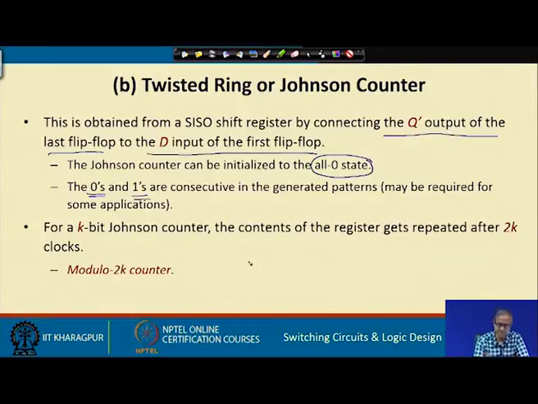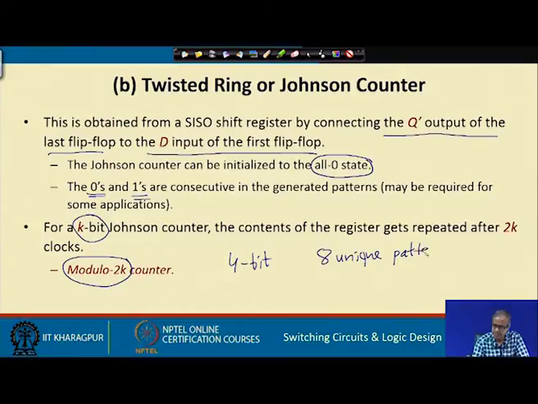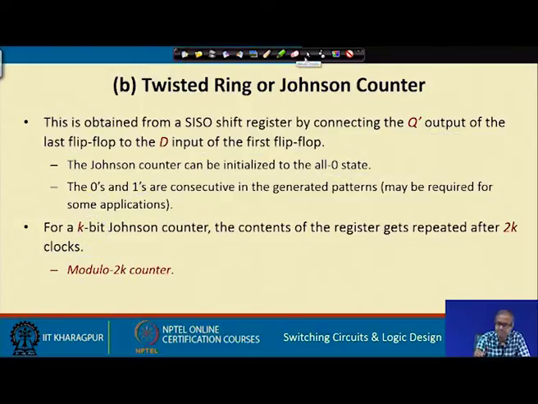And another feature is that for a k bit Johnson counter, it counts modulo 2k. Let us say for a 4 bit Johnson counter, it will generate 8 unique patterns before repeating, twice of k. So, I will illustrate this with an example.